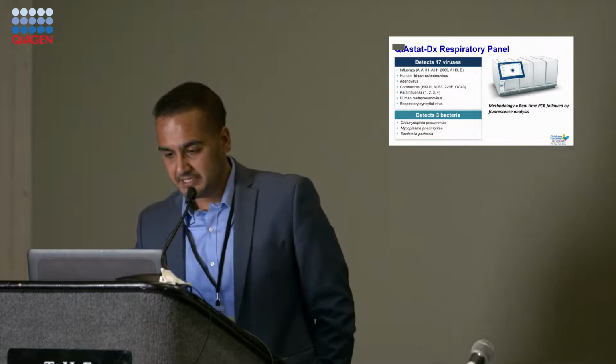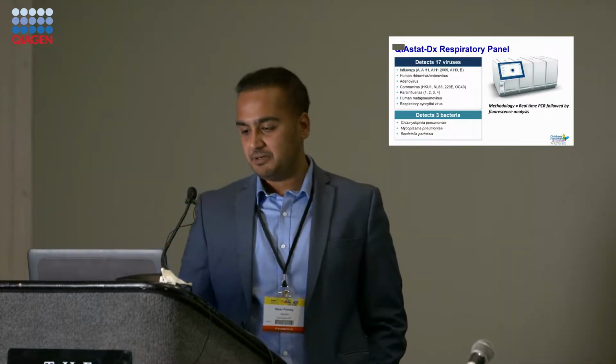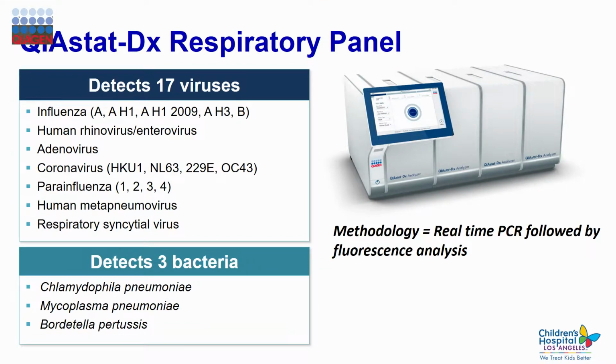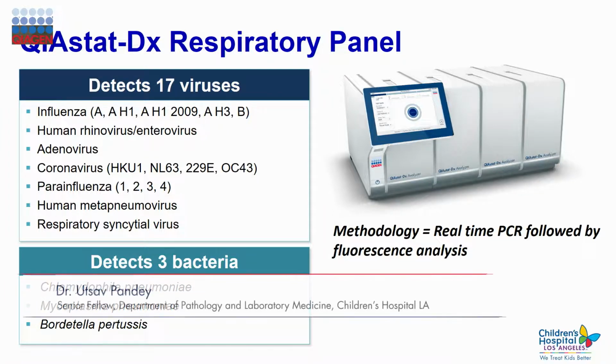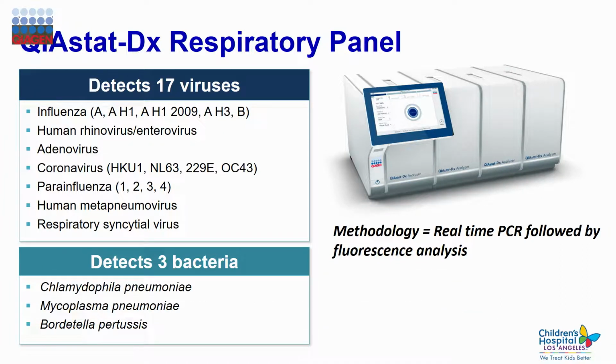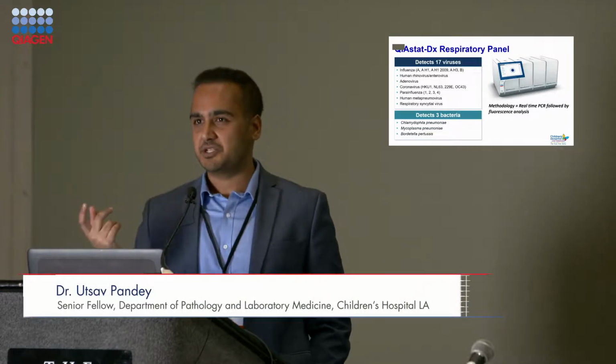So the QIAstat-Dx respiratory panel is a syndromic panel. It tests for 17 viruses and 3 bacteria using real-time PCR, followed by fluorescence analysis. Most of the samples that were included in this study, I ran almost all of them. And just to briefly talk about the workflow, the entire time from receiving the specimen to loading the cartridge is about 2 minutes. Here the sample is a nasopharyngeal swab.